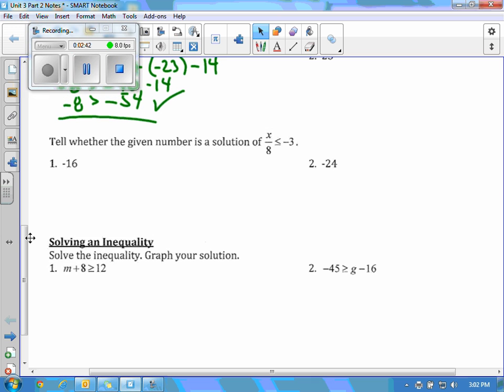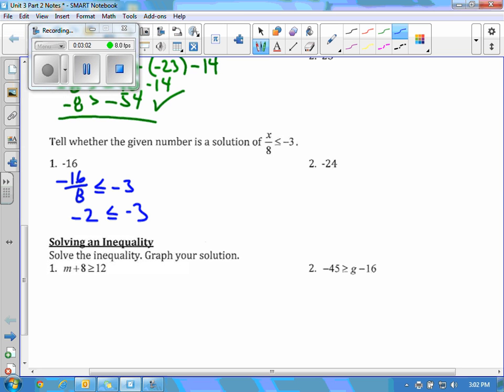The next part says tell whether the given number is a solution of x over 8 is less than or equal to -3. So again, I'm going to plug in -16 for x in this case: -16 over 8 is less than or equal to -3. Remember, a fraction means division, so -16 divided by 8 is -2. So now I can read this from left to right. It says -2 is less than or equal to -3, which is not true, so this is not a solution.